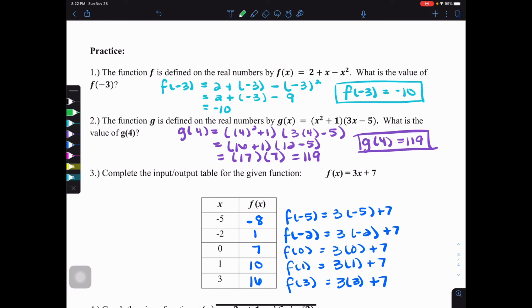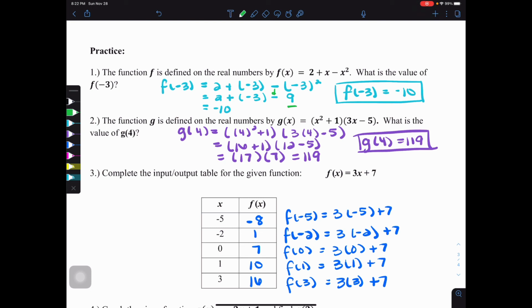Negative 3 in parentheses squared is a positive 9. So this part is replaced with a positive 9. This is the negative from the original function equation. So then I went through and did my addition and subtraction and got negative 10. So that means f of negative 3 equals negative 10.